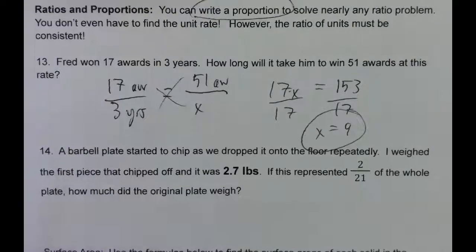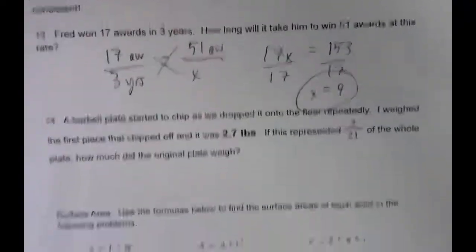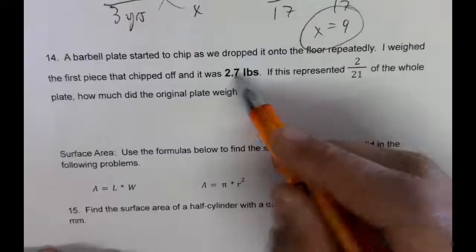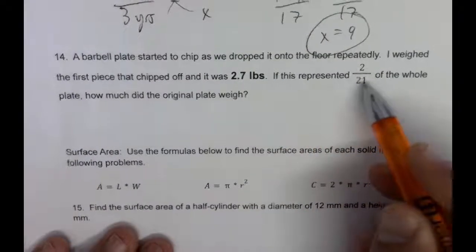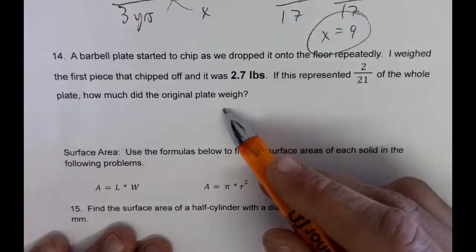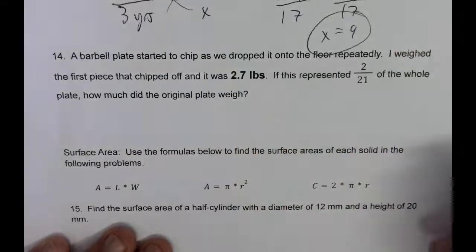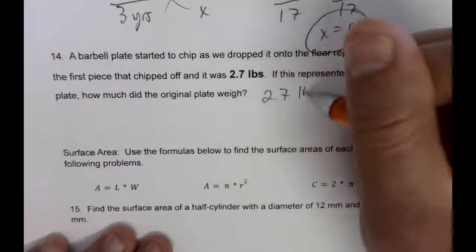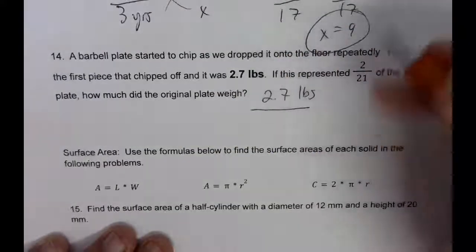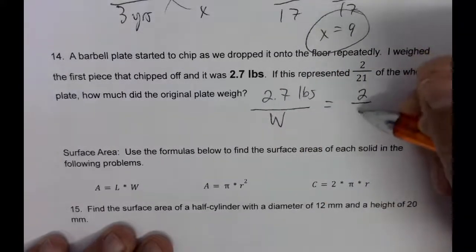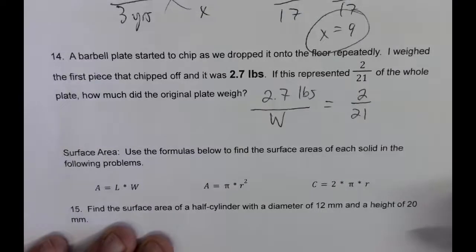Yes, that's all. A barbell started to chip as we dropped it onto the floor repeatedly. I weighed the first piece that chipped off, and it was 2.7 pounds. If this represented 2/21 of the whole, how much did the original plate weigh? Well, this might seem like a much more complicated problem, but it's actually still a ratio and proportion problem. What I can do, I can say 2.7 pounds out of W for the whole is equal to this ratio, 2/21.